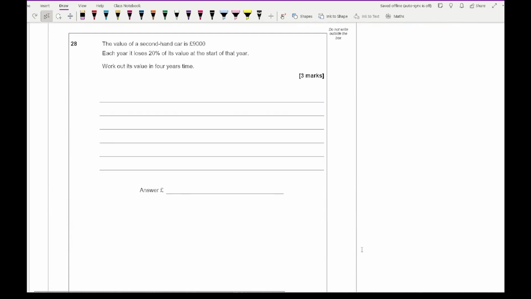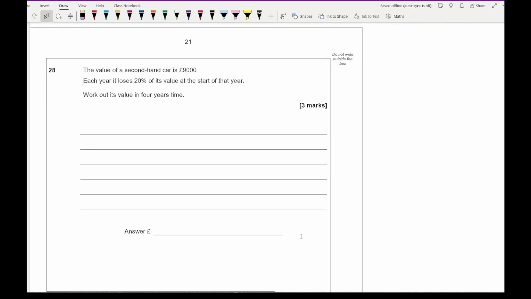Then moving on to question 28, it says that the value of a second-hand car is £9,000, and it says each year it loses 20% in value at the start of the year. Work out the value in 4 years' time.